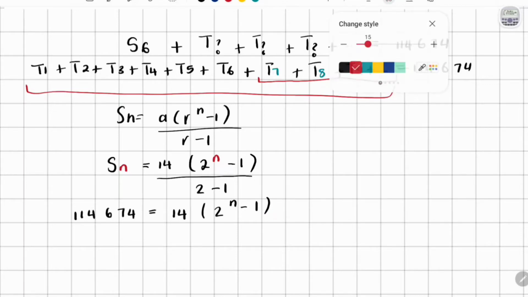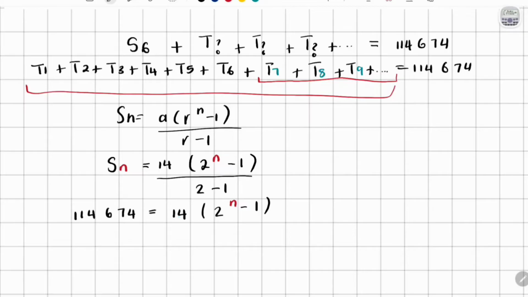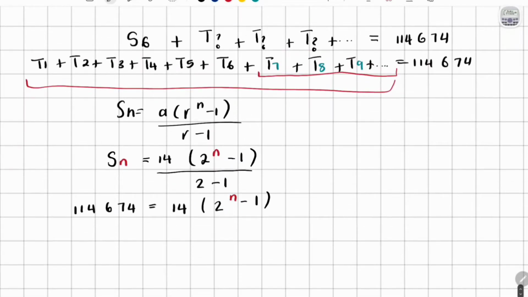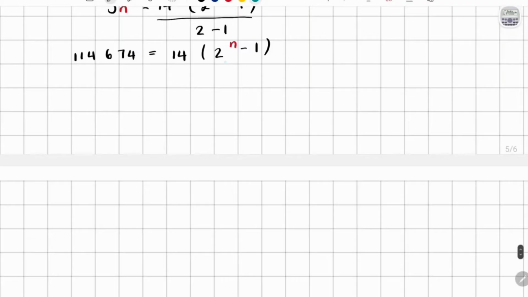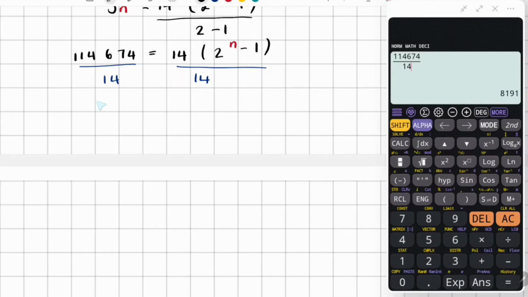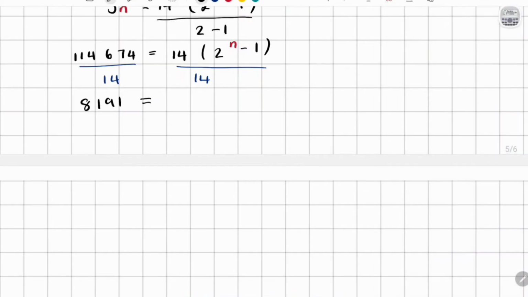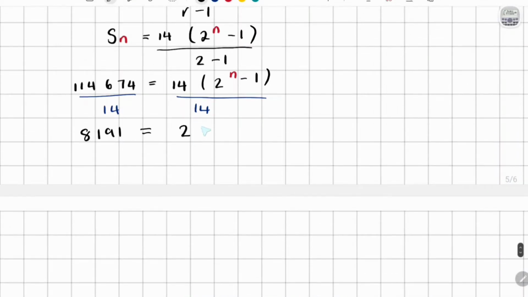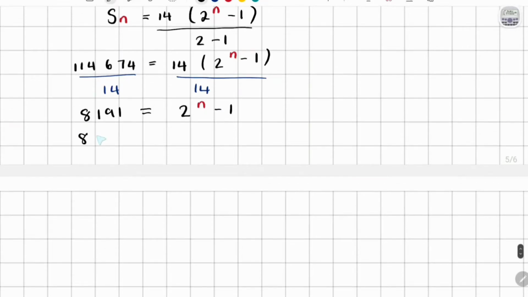Since that is like that, we can go ahead and get rid of the 14 first, so that we can get closer to this 2 to the power of n. We can divide both sides by 14, and that gives us 8,191, and we can say this is equal to 2 to the power of n minus 1. Then we can take the 1 over. That will be 8,191 plus 1, which is 8,192, is equal to 2 to the power of n.